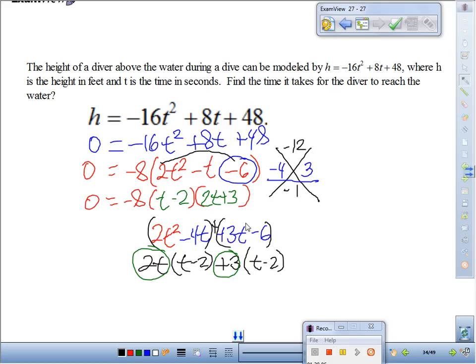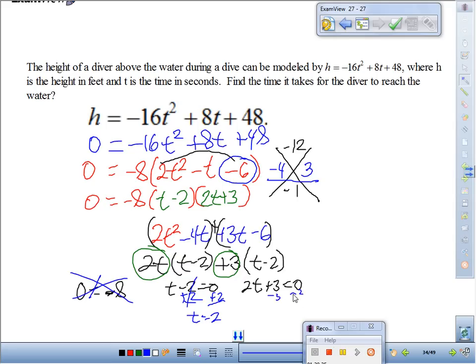So let's rewrite this over here, set it equal to 0. So we got 0 equals negative 8, and the other one is t minus 2 equals 0. And the other one is 2t plus 3 equals 0. So let's see, is this true? No. That's why we get rid of this. Let's solve this one. Plus 2, plus 2, t equals 2. This one, minus 3, minus 3, 2t equals negative 3, divide by 2, divide by 2, t equals negative 3 over 2.